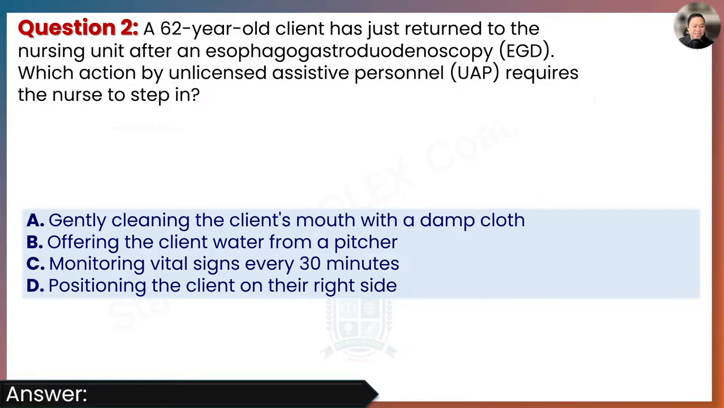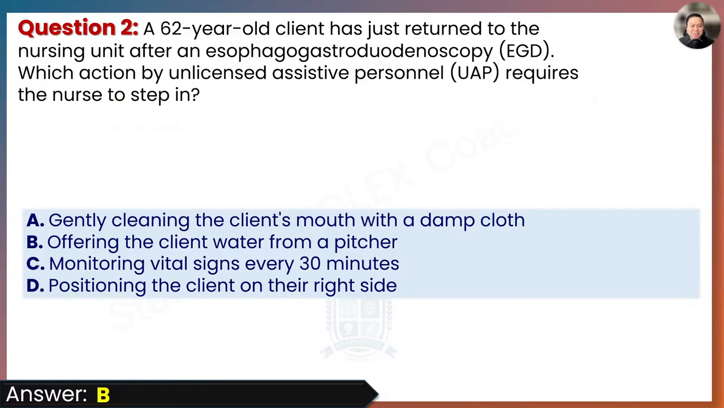The answer is letter B. And why is that? Well, after an EGD, the patient may still have a diminished gag reflex, which means they are at risk for aspiration. Now, if the gag reflex is not fully returned, offering water could lead to choking or aspiration pneumonia, which are serious complications post-procedure. And the RN needs to assess the gag reflex before a patient is given anything to drink or eat.